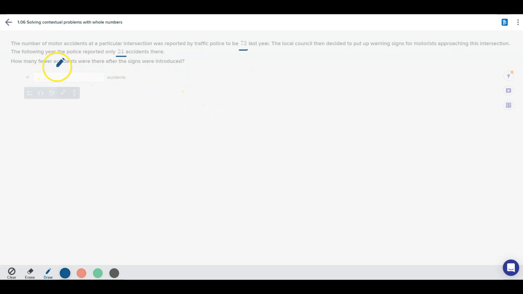How many fewer accidents, so there's an important word, fewer, were there after the signs were introduced? Now, fewer is going to indicate a subtraction. We're looking for a number that is less than it was before. So we had 73 originally, and then the next year we have 24 accidents, okay? Fewer would indicate a subtraction. We're trying to find out what the difference is, or the subtraction, to find out how many less accidents there were. So 73 minus 24 is what we're looking for.